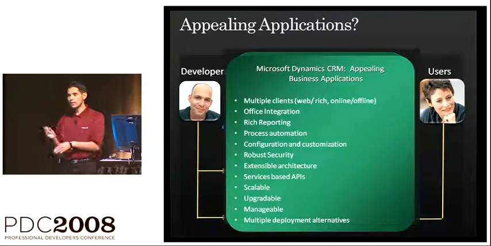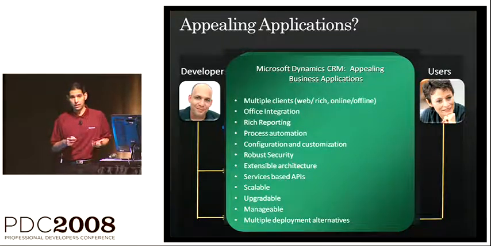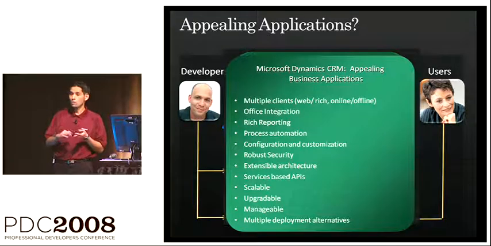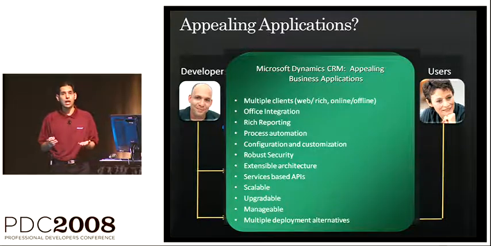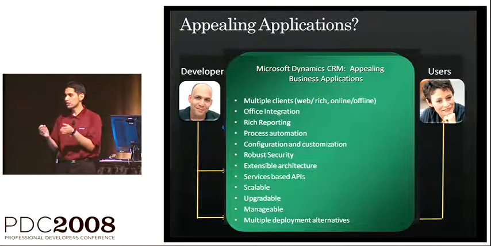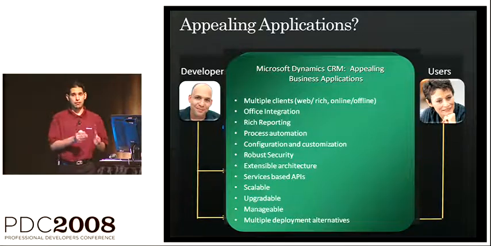And these are all the things that CRM provides you right out of the box that you can take advantage of. Things like security, manageability, schema modeling, multiple clients, online, offline, multiple deployments. And all of that is packaged right out of the box in CRM, and it's only a matter of you as a developer taking advantage of that.